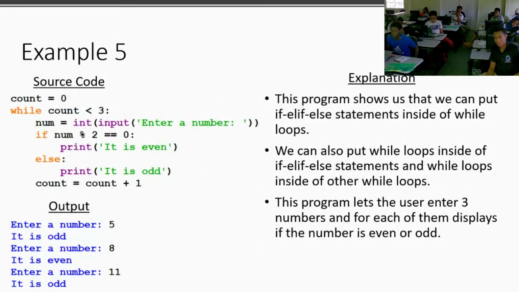Okay, so let's take a look at this program. Let's say count is equal to 0. While count is less than 3, we're going to ask the user to input a number. If that number is divisible by 2, we're going to print out it is even. Else we're going to print out it is odd. And we're going to add 1 to our count.